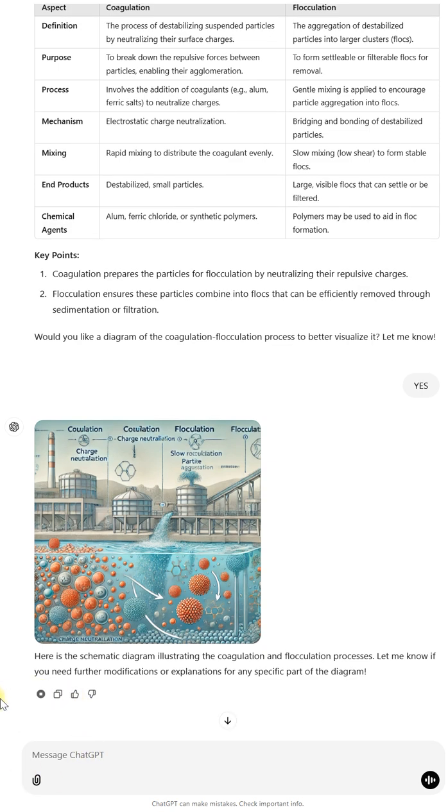Here is the schematic diagram illustrating the coagulation and flocculation processes. Let me know if you need further modifications or explanations for any specific part of the diagram.